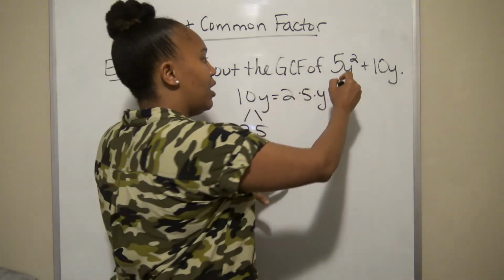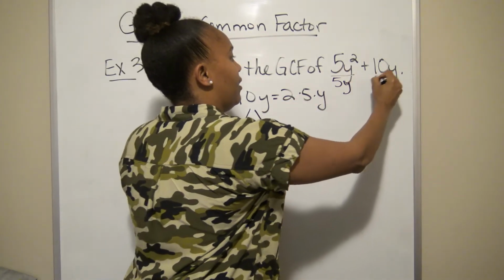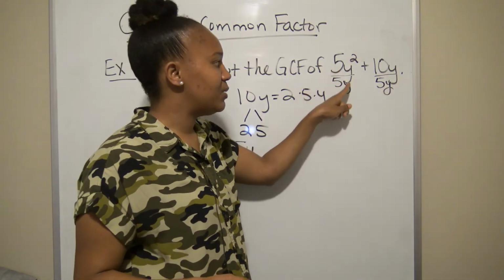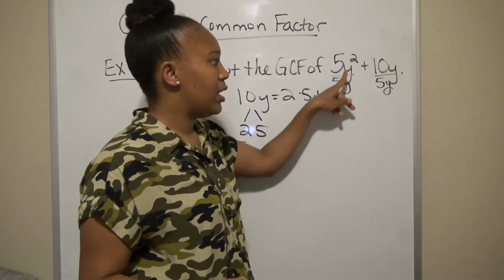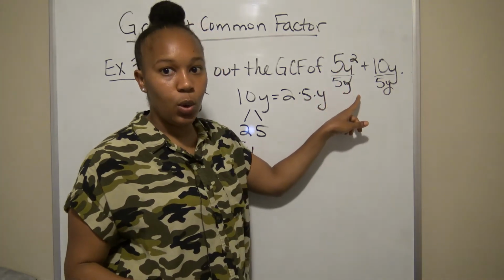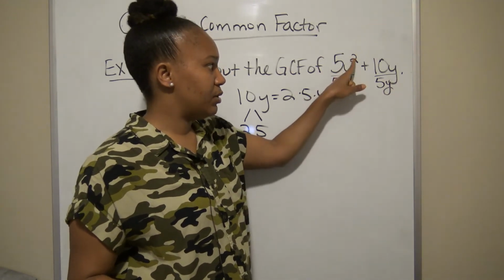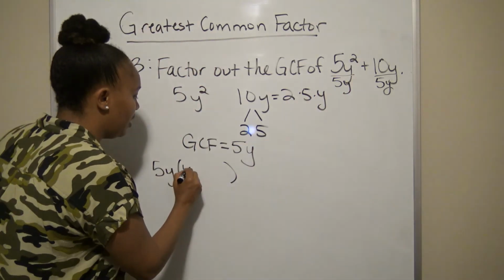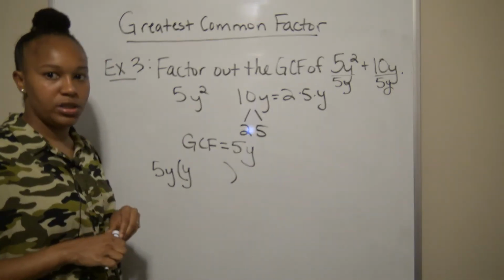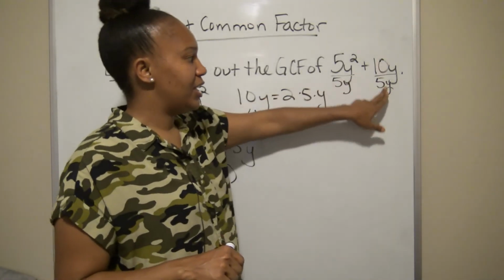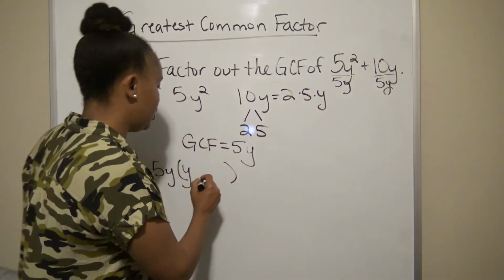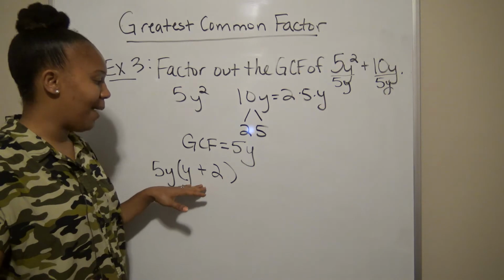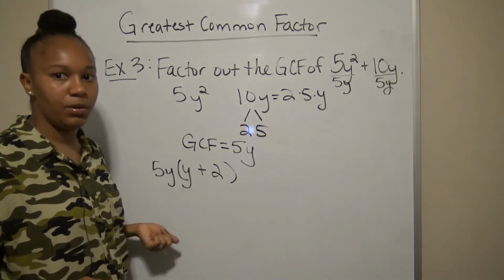So to figure out what's left, essentially what I do is divide out a 5y from each of these terms. So if I divide this by 5y, the 5's cancel, and y squared divided by y, I use the quotient rule and subtract the exponents. 2 minus 1 is 1. So I get y to the first power, which is just y. If I divide this one by 5y, 10 divided by 5 is 2. So I still have that plus sign. And then the y's cancel. So I'm left with y plus 2 inside the parentheses once I pull out a 5y.